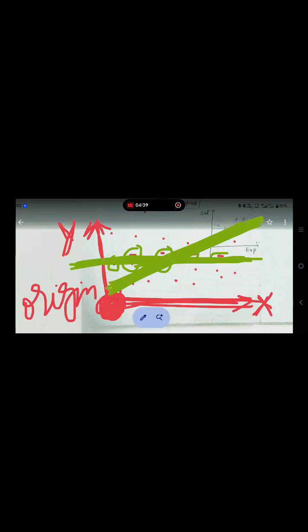So today's lecture was about the difference between the average line or mean line and the regression line.